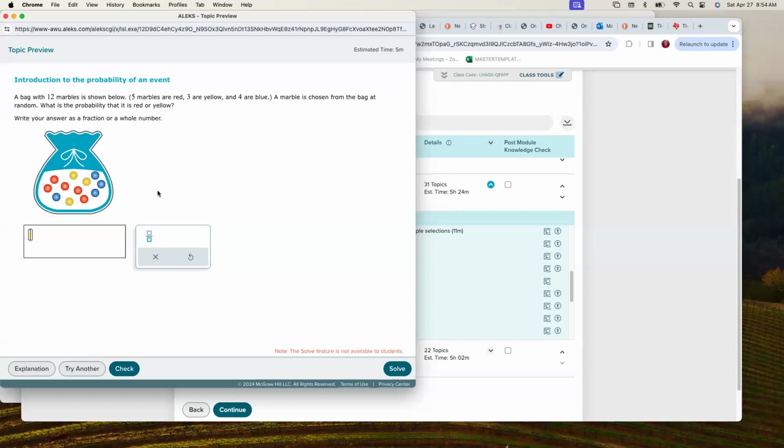So with that said, let's jump into this. We have a bag of marbles here. I'm sure everybody has a bag of marbles lying around their house somewhere. And in that bag, you can see very clearly there are 5 reds, 3 yellows, and 4 blue marbles. And they're just going to give you a simple question here. What's the probability that it's red or yellow?